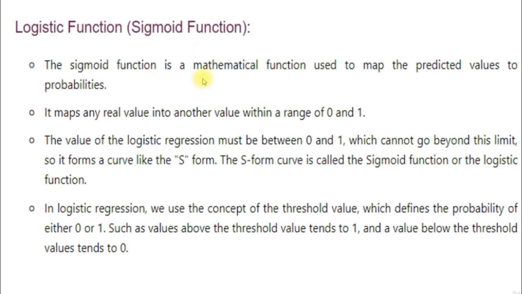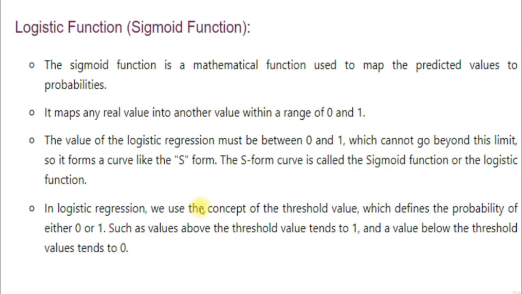So the sigmoid function is a mathematical function used to map the predicted values to probabilities. It maps any real value into another value within the range of 0 and 1. The value of logistic regression must be between 0 and 1, which cannot go beyond this limit. So it forms a curve like an S form. The S-form curve is the sigmoid function, or the logistic regression function.